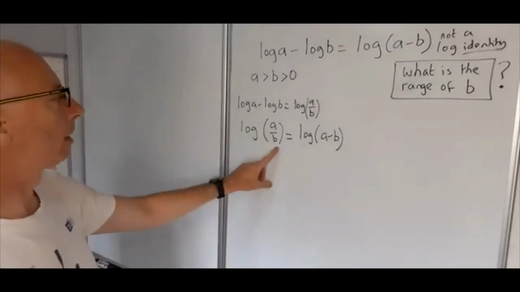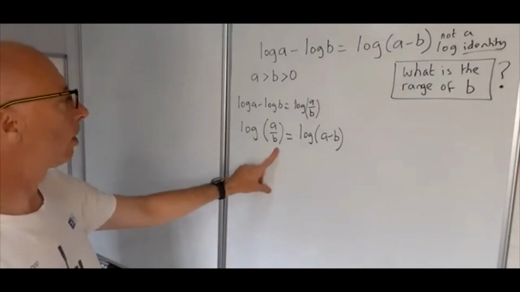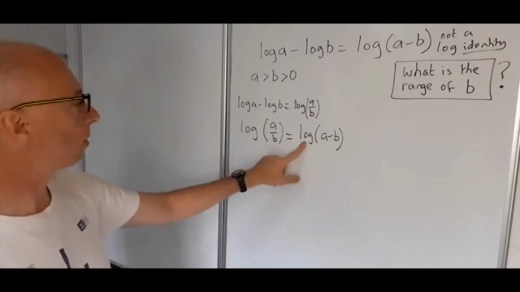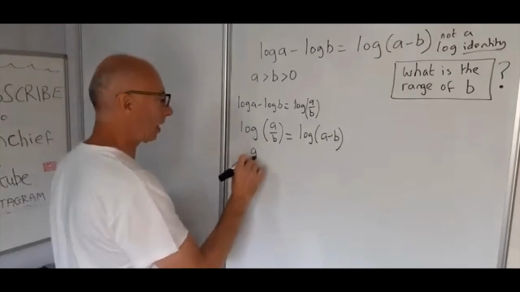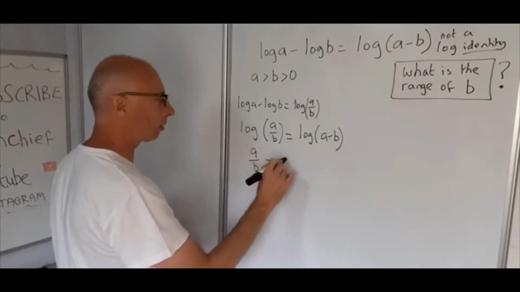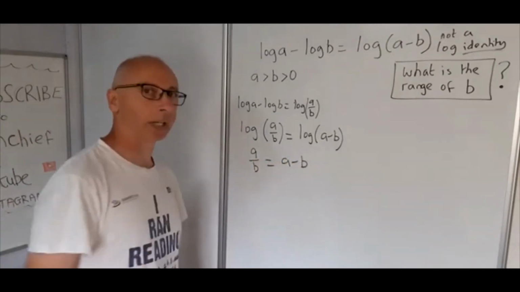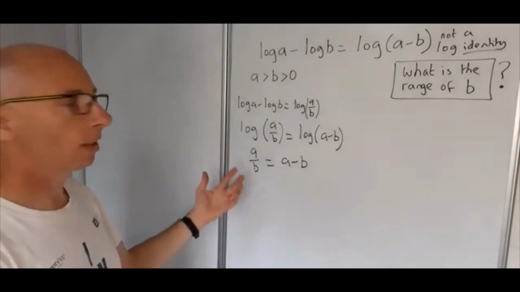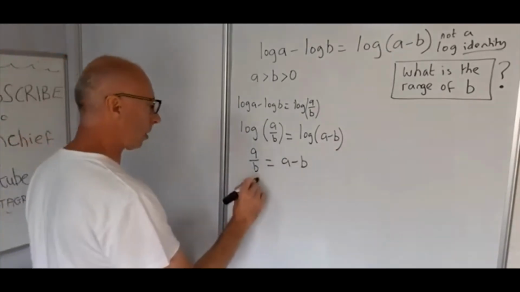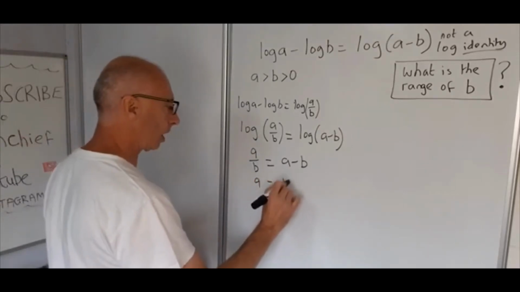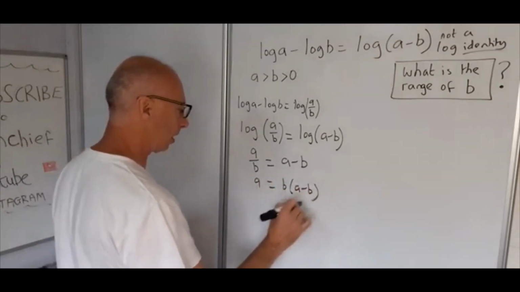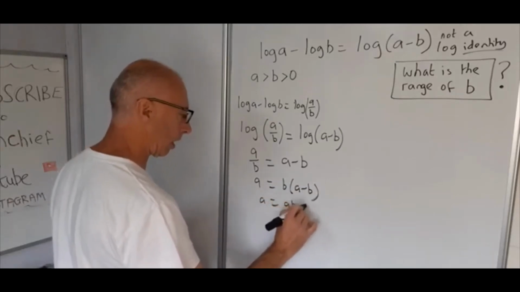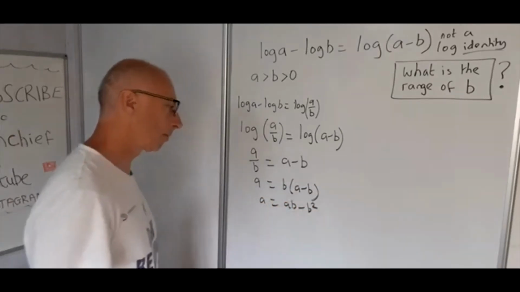Okay, so that's good. Now by log property, we can eliminate these logs, and now we have A over B equals A minus B. Let's see if we can get the A on its own. So now we've got A equals B times A minus B. So now A equals AB minus B squared.